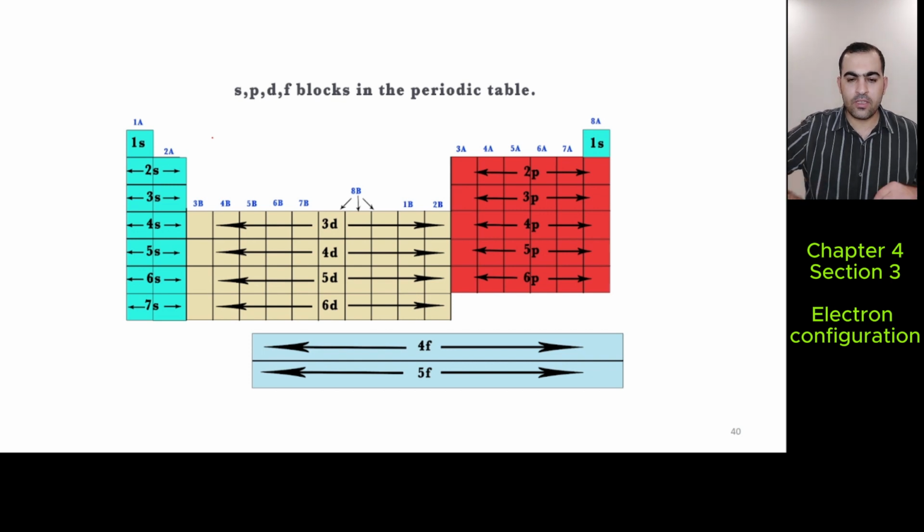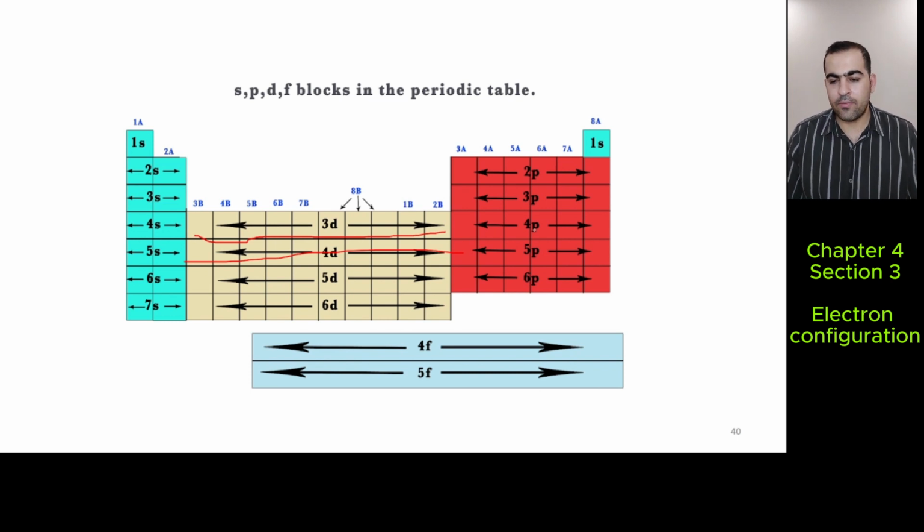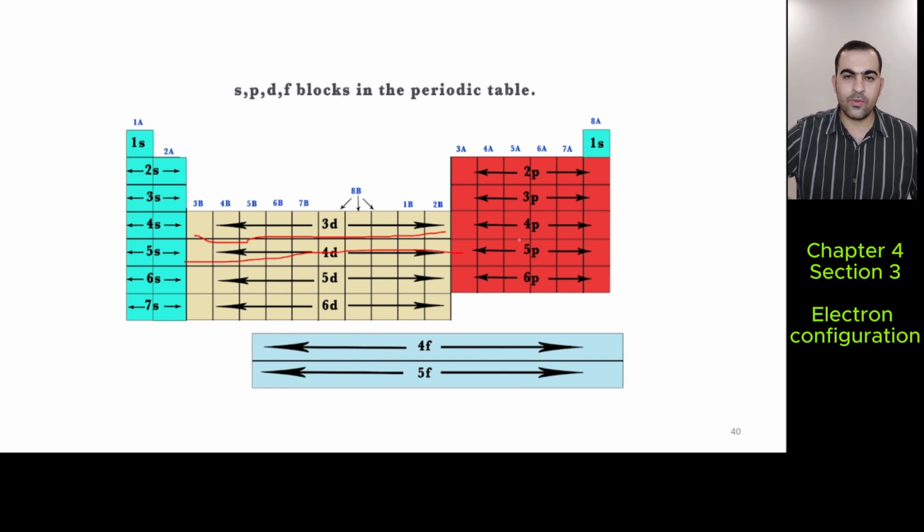Here we call d block, and here is 3d. These elements, their last electron is 3d. These also. Here 2p, 3p, 4p, 5p, 6p also. These we call p block, the red squares, because these elements, their last electron is in what? In the p sublevel. Here their last electron is in 4f, lanthanides and actinides.